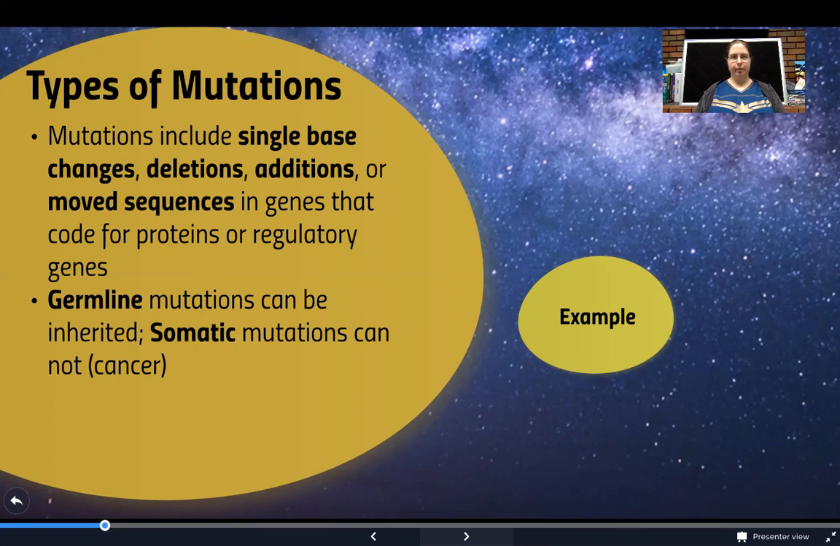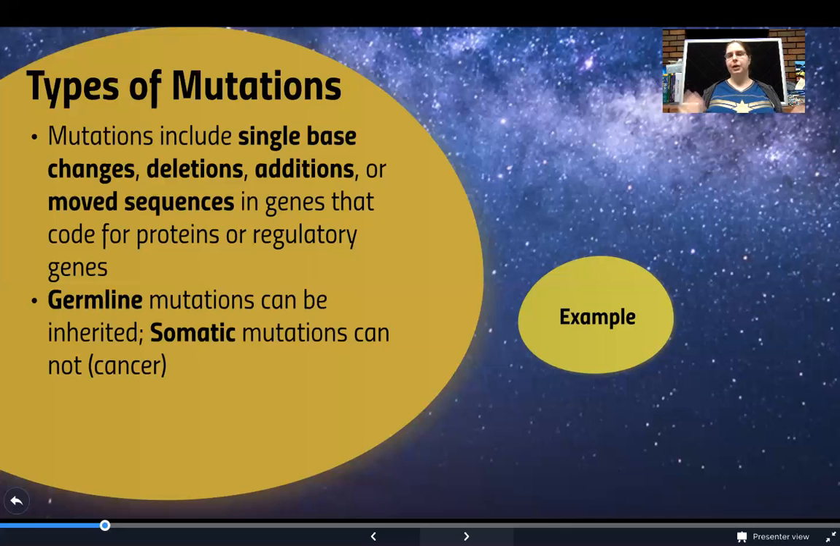You can also divide them up based on kind of where they occur. So germline mutations are ones that can be inherited, meaning that they affect the gametes, so the sex cells, the egg and sperm. Somatic mutations cannot be inherited. Now, we give cancer as a particular example of that one. There is genetic predisposition, so a gene or genes that can affect your likelihood of getting cancer. But specifically, in terms of somatic mutations, I'm talking about specific cancers.